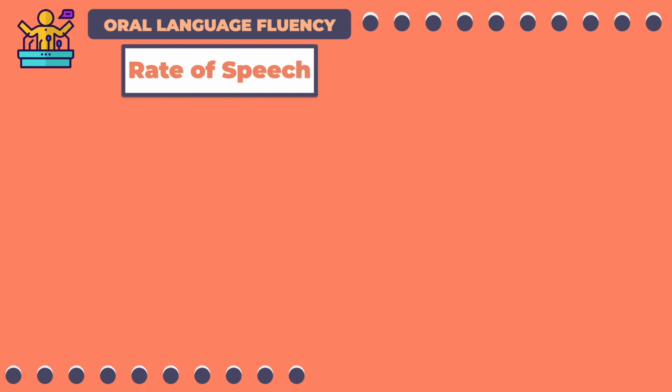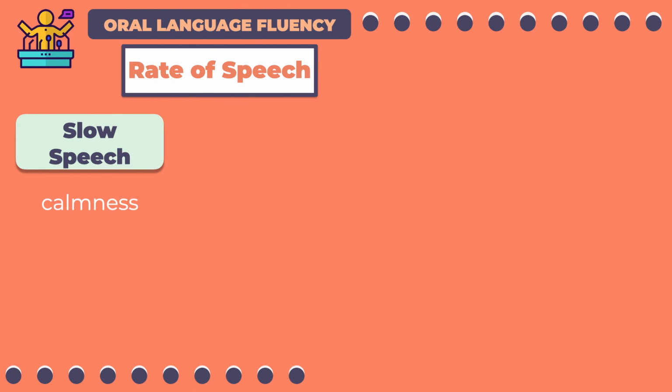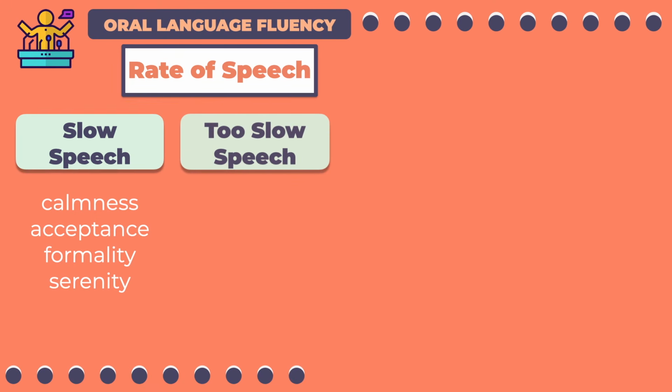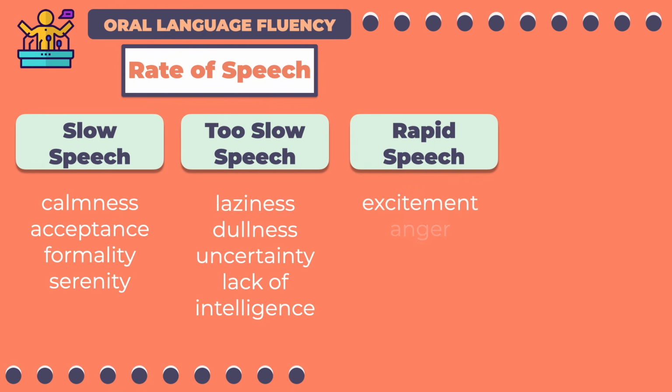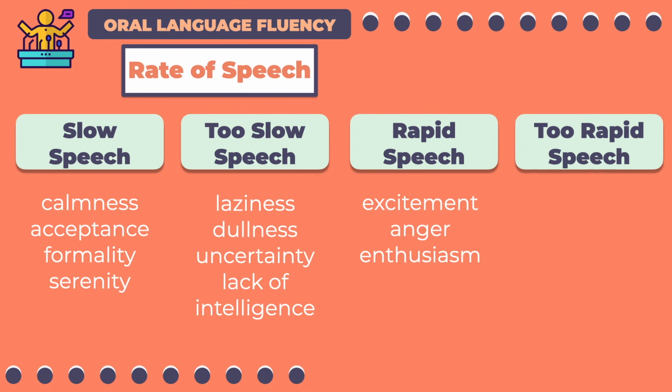Slow speech suggests calmness, acceptance, formality, serenity. But too slow speech may suggest laziness, dullness, uncertainty, and lack of intelligence. Rapid speech, on the other hand, may suggest excitement, anger, enthusiasm. But too rapid speech may also suggest fear, nervousness, tension, and anxiety.